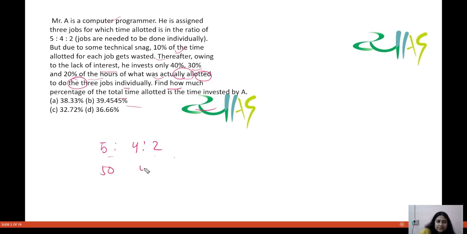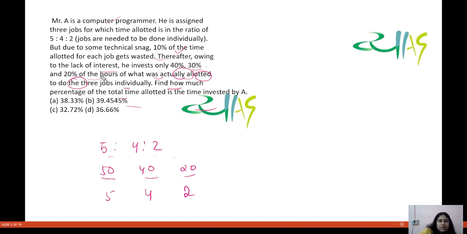So let us take the ratio 50 is to 40 is to 20. We multiply it by 10, and now 10% of the time allotted for each job gets wasted. So 5 hours get wasted from here, 4 hours get wasted from here, and 2 hours get wasted from here.